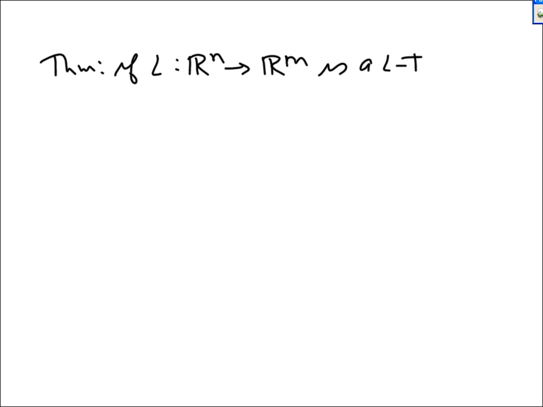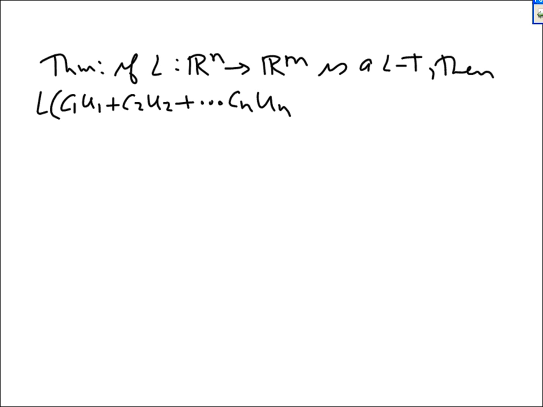So how about we prove our theorem? If L from Rn into Rm is our linear transformation, then L of C1U1 plus C2U2 all the way up to CNUN.